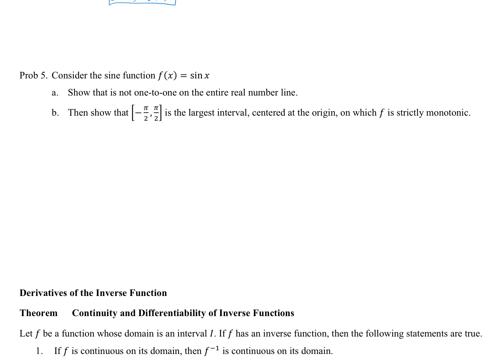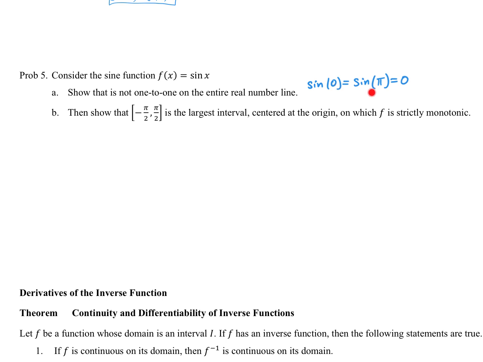So in this problem, we're going to consider the function sine x. Show that it is not one-to-one on the entire real number line. This is pretty easy to show because you just need to provide some counterexamples, right? And there are so many examples, I'll just name a few. For instance, sine of 0 is equal to sine of pi, and they're both equal to 0.